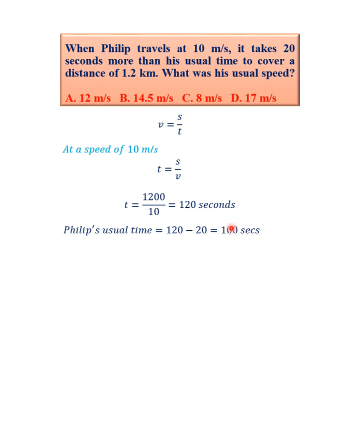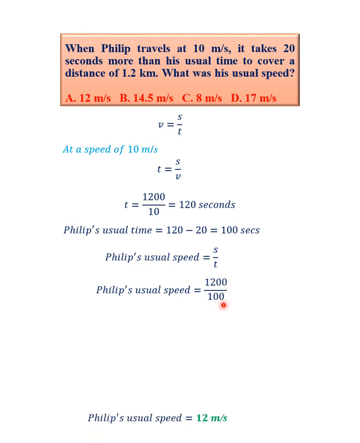Now we can use this time to calculate the usual speed of Philip. Of course, we know that Philip's usual speed will be given as distance all over time as per this formula. Let's put in values. The distance remains constant, 1,200 meters, and the usual time is 100 seconds. So the usual speed will become 1,200 divided by 100, and that will give us 12 meters per second. So the answer to the question is option A.